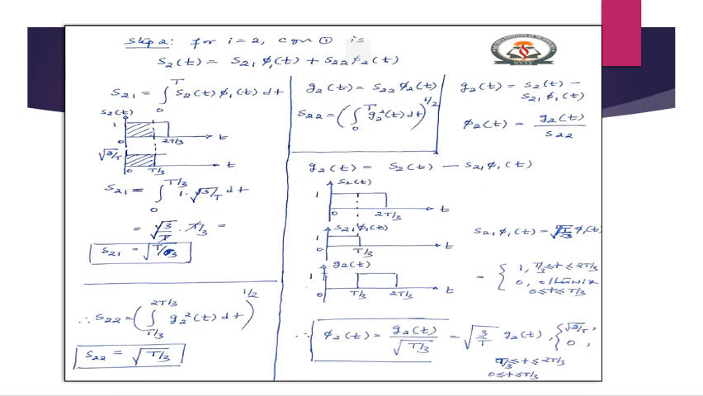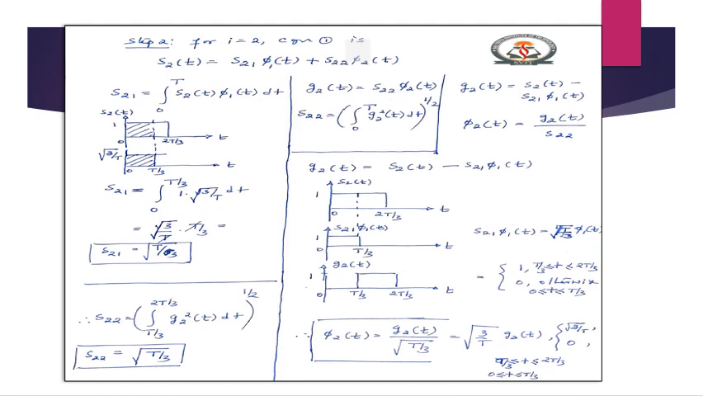And let us find out S22. That is nothing but the integration from T by 3 to 2T by 3 of g2 square of t into dt, whole bracket power 1 by 2, which is the root. So by solving the above equation, we will get S22 as root of T by 3. How we got that, let us see here. So g2 of t is nothing but S22 into phi2 of t. So S22 is nothing but the integration from 0 to T of g2 square of t into dt, whole power 1 by 2.